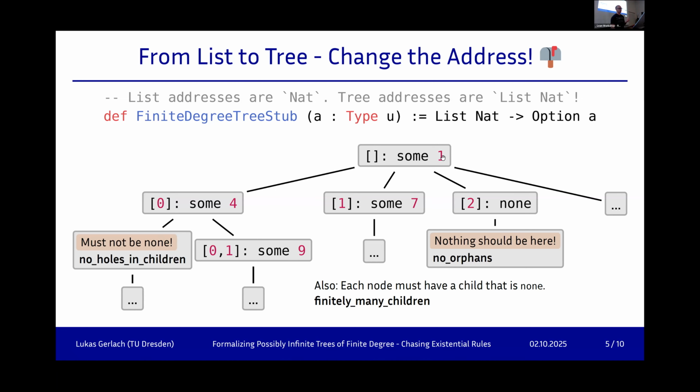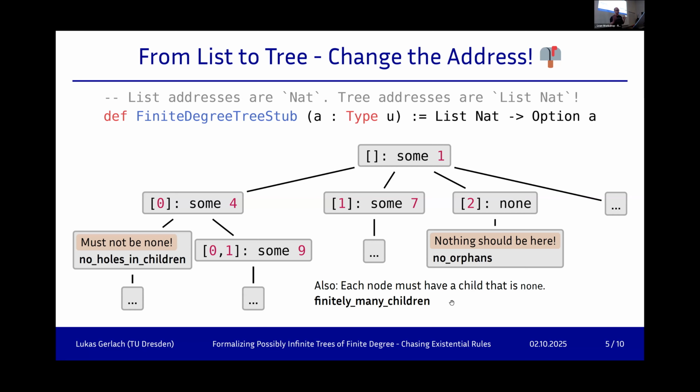In the root we just have some number, for example. So this would just be a tree over natural numbers. And then in the other nodes, we also have the addresses, and some of them might just not have a value. And now there's a couple of conditions. Similar to the no holes thing, we don't want any orphans right here. So everything should have a parent if it's not none. Then also the lists in one level should have no holes, right? And to make this also finite degree, we just demand that each node must have a child which is none. Okay. And this is good enough.